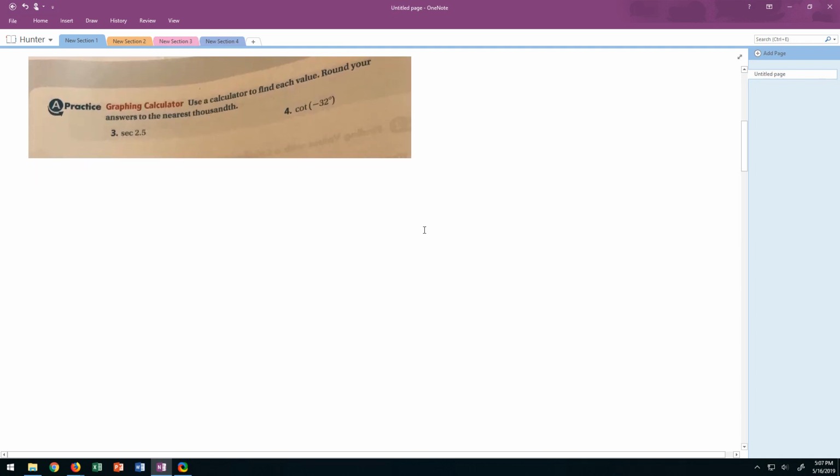Use a calculator to find each value. Oh, now I have to break out my calculator. Round your answers to the nearest thousandth.